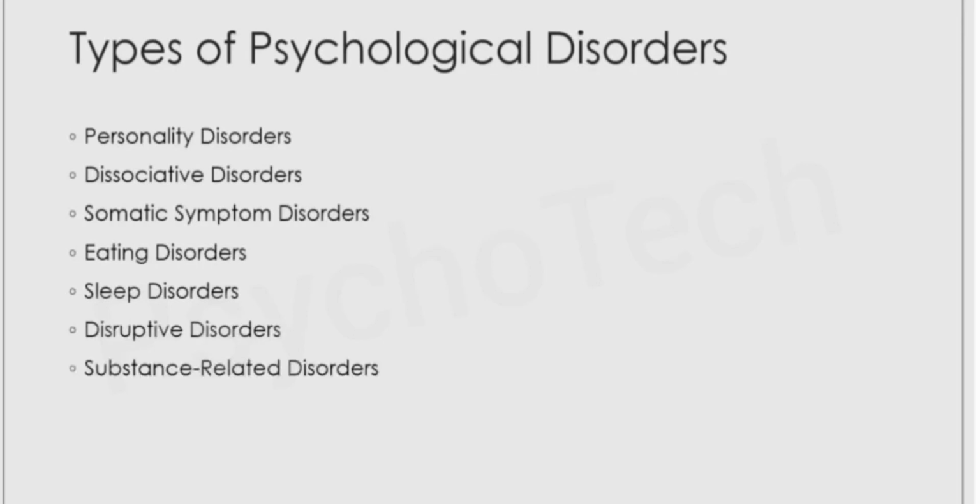Next type is schizophrenia, then obsessive compulsive disorder, personality disorders. Personality disorders include antisocial personality disorder, avoidant personality disorder, borderline personality disorder, dependent personality disorder, histrionic personality disorder, narcissistic personality disorder, obsessive compulsive personality disorder, and many more. Somatic symptom disorders, eating disorders, sleep disorders, disruptive disorders, substance related disorders, and neurocognitive disorders like delirium.